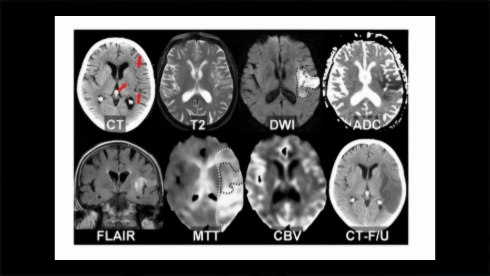But the MRI already shows something on the T2, and on more specific sequences like the diffusion weighted and the ADC mapping, even below 6 hours, one is able to delineate the area which is affected there on the ADC mapping. Other sequences like the FLAIR, the perfusion, can also help in acute ischemic infarctions.